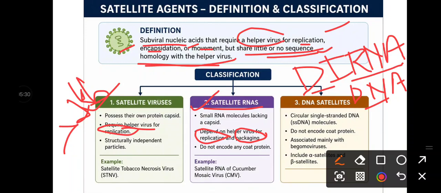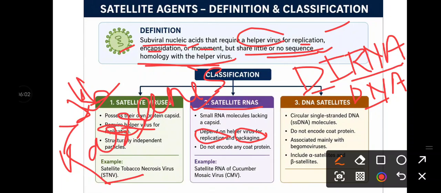This is the first satellite virus: STNV, satellite tobacco necrosis virus. This was first discovered by Cassanis. The scientist's name is Cassanis, and he discovered the satellite virus in the year 1962.